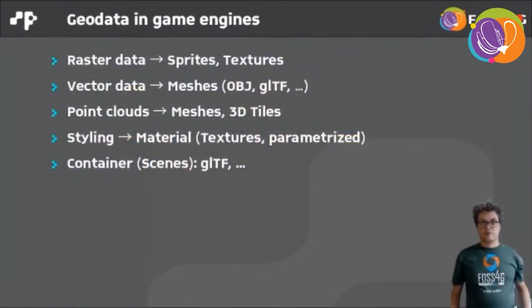You saw there was different terminology in this game engine. So when we speak about raster data in GIS, that's usually sprites or textures. Vector data are meshes in different formats, point clouds, or 3D tiles. Styling is usually done as material with textures or other parameters. And we have containers, scenes. One of the scene formats is GLTF, which we used here.